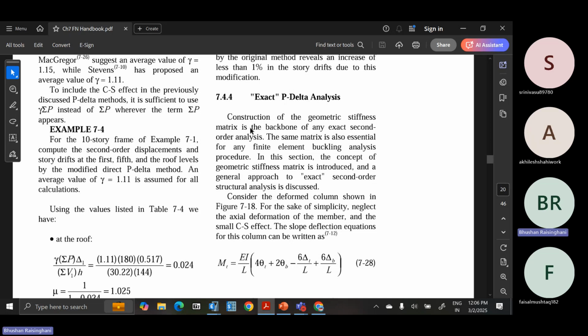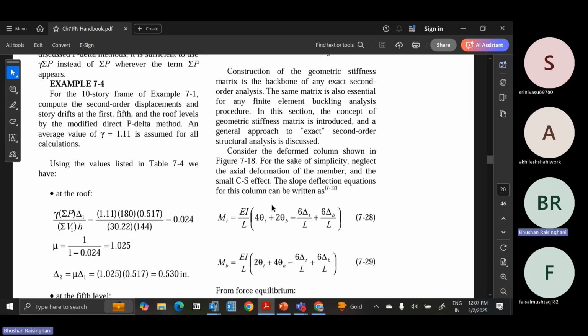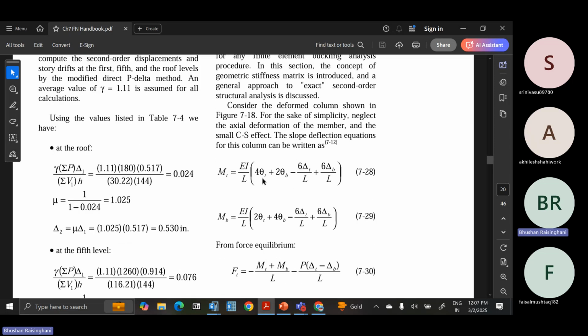So the geometric stiffness matrix is the backbone of any exact second order analysis. This same matrix is also essential for any finite element buckling analysis procedure. In this section, the concept of the geometric stiffness matrix is introduced and a general approach to exact second order structural analysis is discussed.